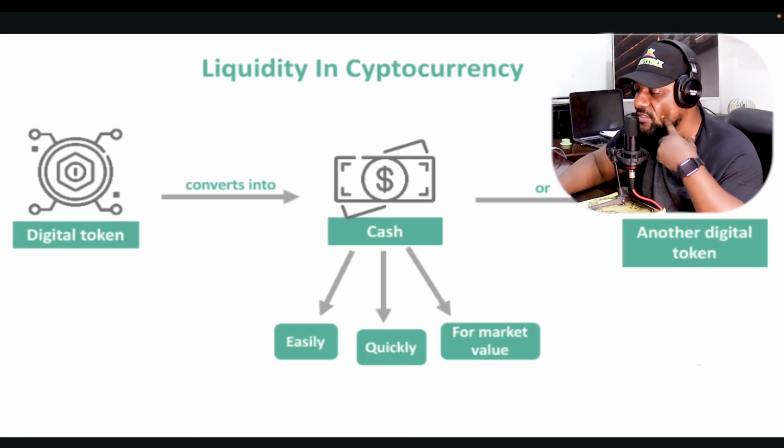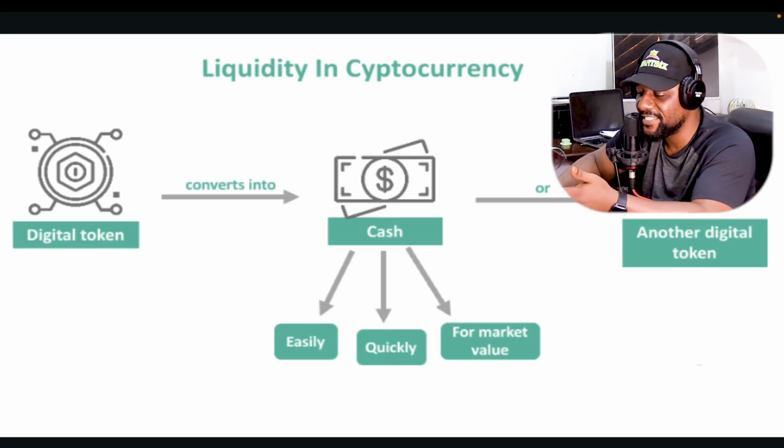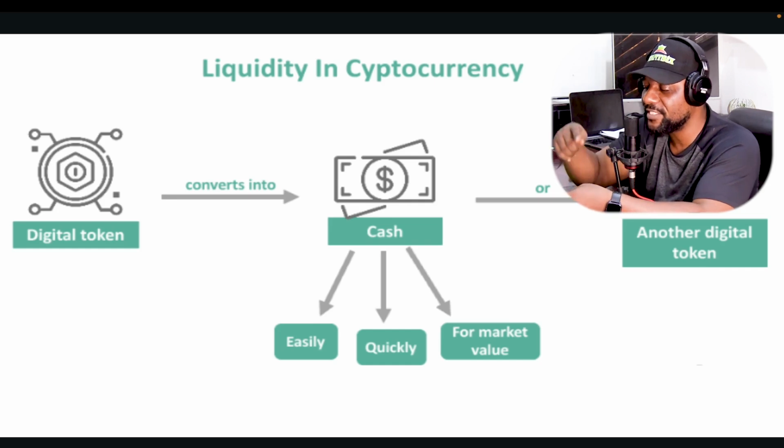And this is the pictorial diagram of that. You see there are digital tokens. You can convert them to cash. I'll show all of that to us as we proceed, where you can convert your cash to tokens, which is your coin.